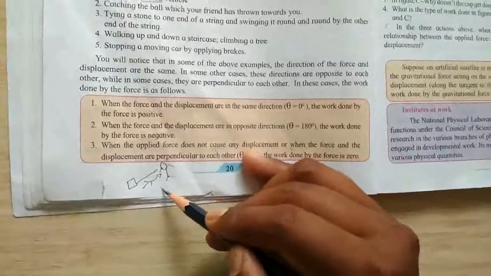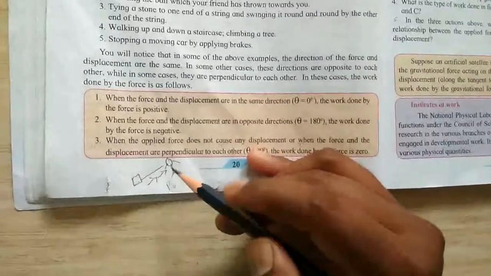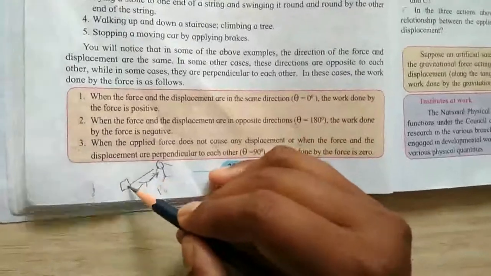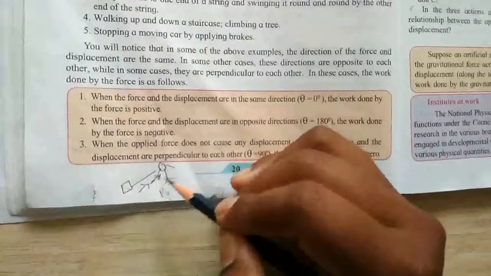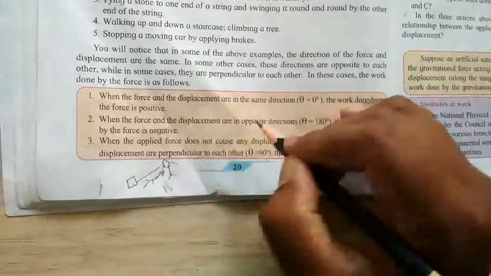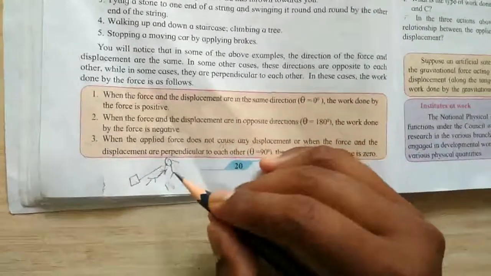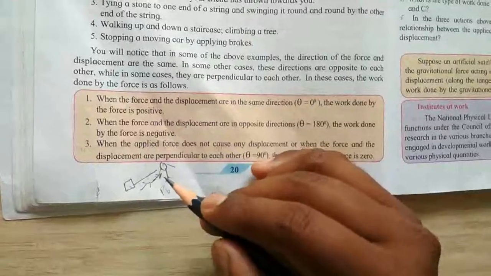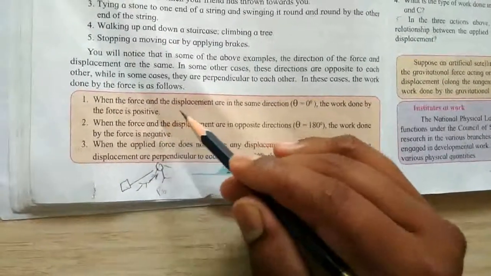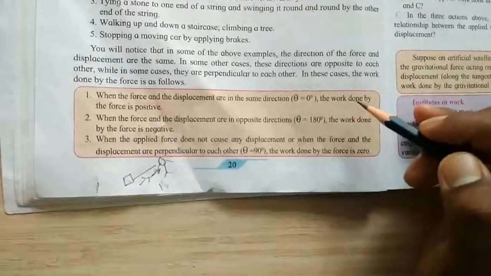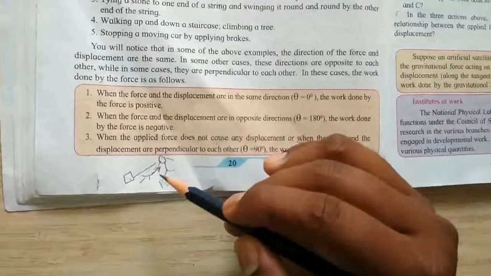So here positive work is done because the child applies the force in the same direction and the displacement of the toy is also in the same direction. Force and displacement are in the same direction. So that's why it is positive work done. When the force and the displacement are in the same direction, that is theta is equal to 0 degree, the work done by the force is positive.